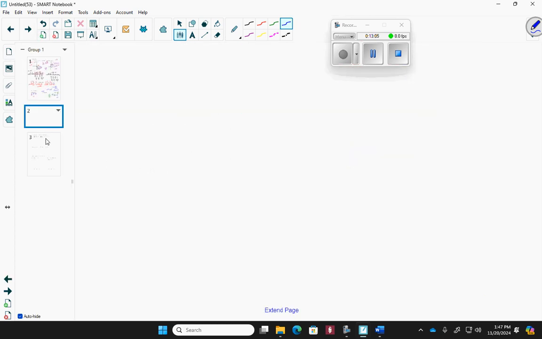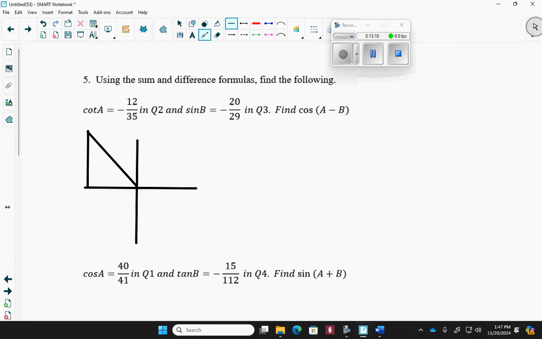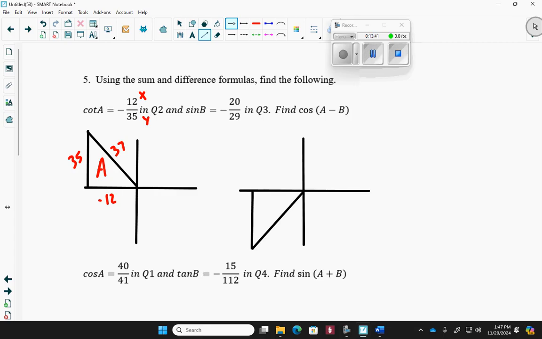All right, next one: use sum and difference formulas to find the following. What we got is triangles. It says we're in quadrant 2, so I'm going to draw a default triangle in quadrant 2. Remember cotangent is your x over your y, so that's going to be negative 12 over 35. I'm going to label this triangle A, and my hypotenuse ends up being 37 when I do the Pythagorean theorem. My next one is a triangle that is in quadrant 3.